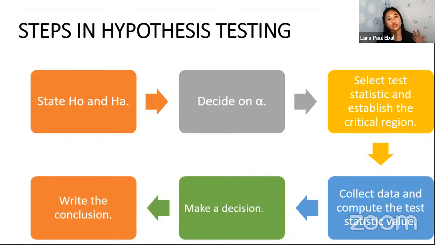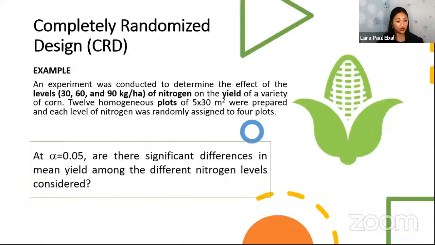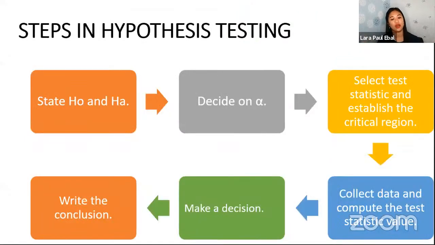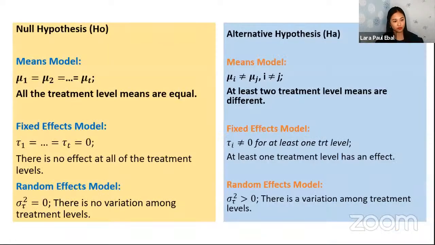You have to take note: state the H0 and the HA, and decide on your alpha, wherein here we already stated that alpha is 0.05. So we set alpha equal to 0.05. Select the test statistic. So you have to know what the appropriate test procedure is so that you will be able to know the appropriate statistic and how to compute it. And then collect the data, make a decision, then write the conclusion. So start with the hypothesis.